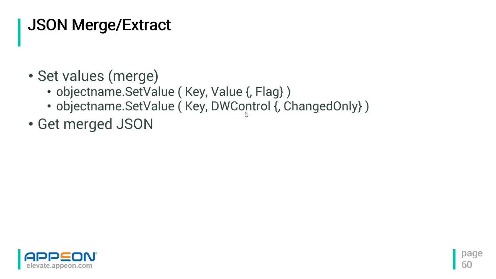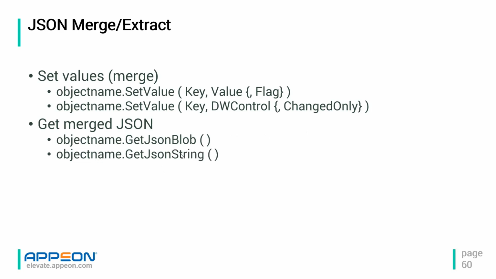Now you do that several times. You do it for your department information, you do it for your employee information, you do it for whatever other information you want to send in the single call, and then we go ahead and get the merged JSON. So this is going to get 1 block of JSON that represents all of the data that we're going to send. You send that down to the client, and in this case I'm just talking about a retrieve, but it could go the other way as well.